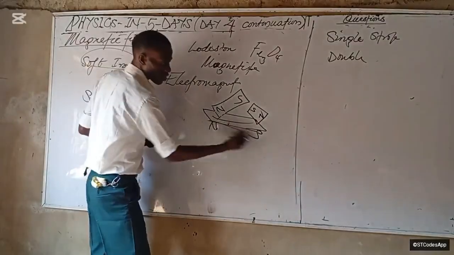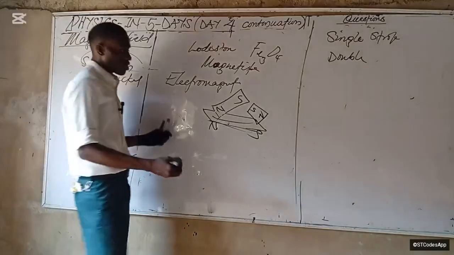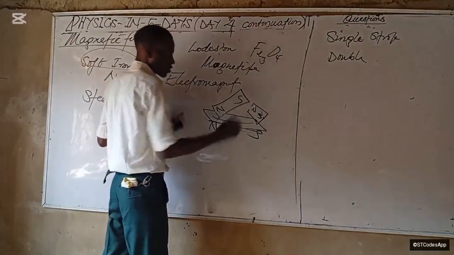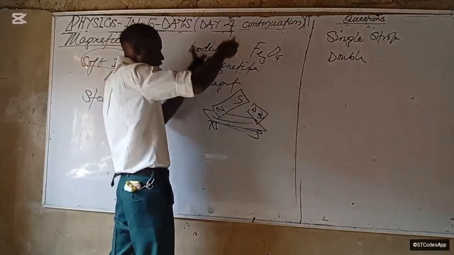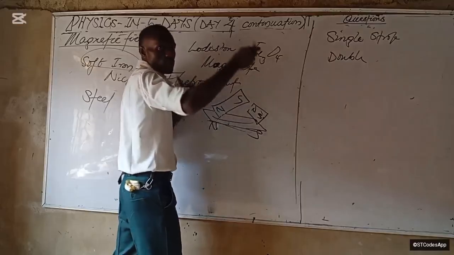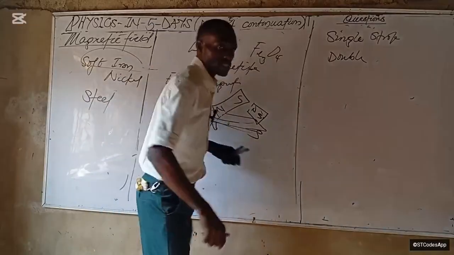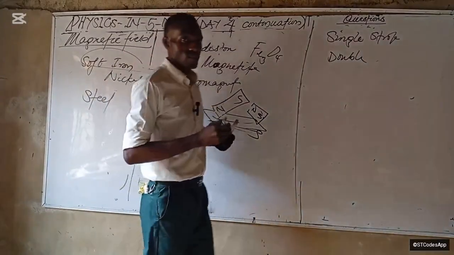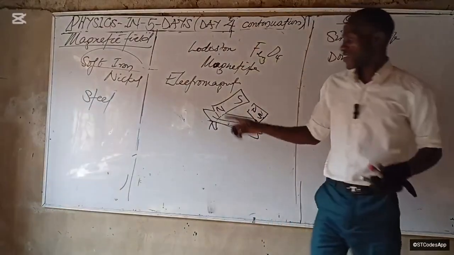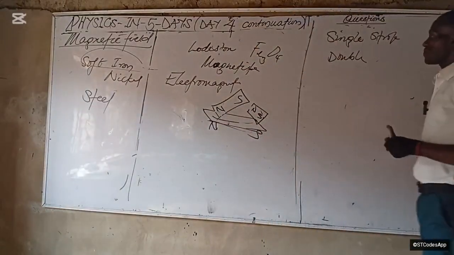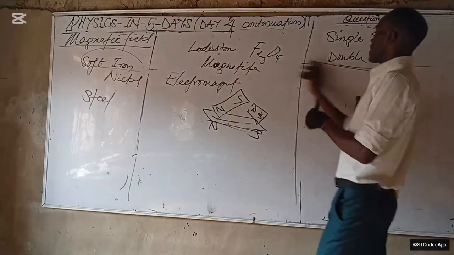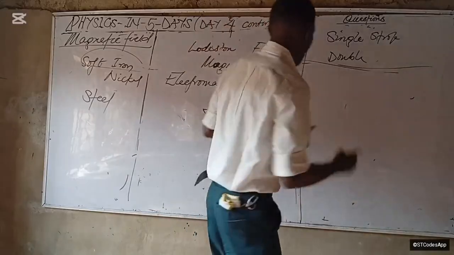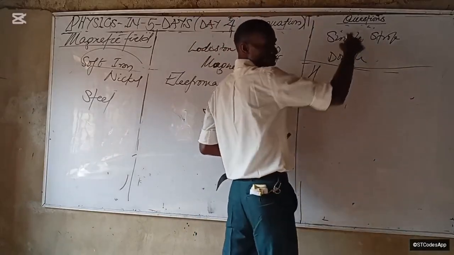So how do we now make magnets? We have the mechanical method, which is the stroking method. Basically, in the stroking method, we have two types of stroking: the single stroke and the double stroke. In the single stroke, you bring the magnet in one direction, you stroke in one direction. As you bring the magnet, you raise it up.